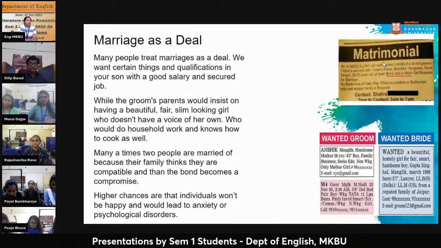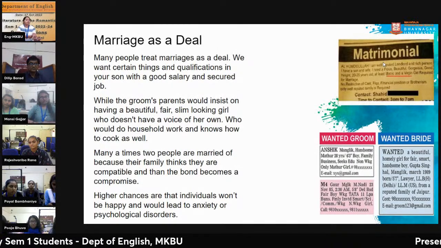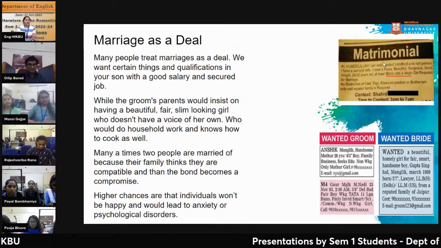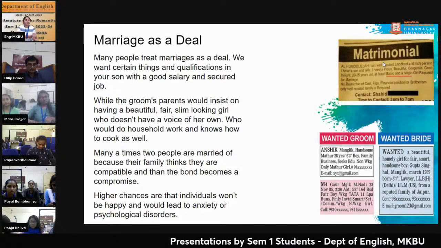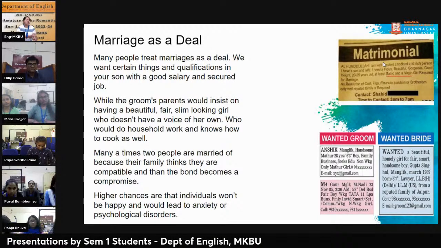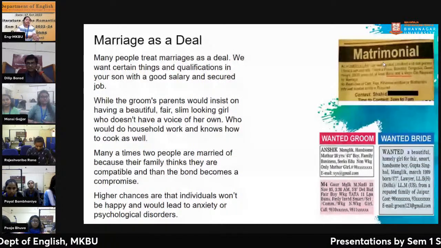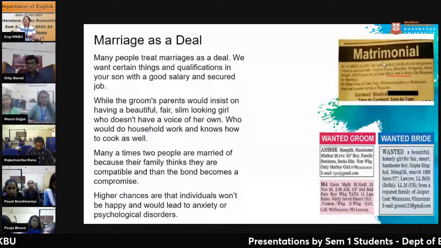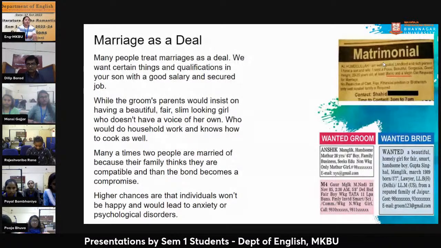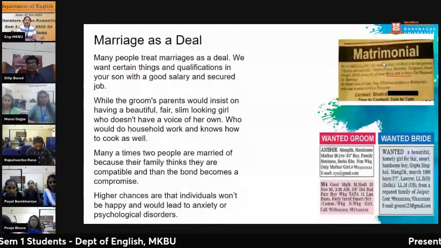Many a time two people are married off because their family thinks they are compatible, and then the bond becomes a compromise. Even many Bollywood movies have this concept where two huge business tycoons fix marriages of their own children. Even in our society this happens, that two people are married off but they are not compatible. Still they keep this bond for the sake of compromise, that okay, my parents have done so much for me, so now I should compromise and live according to my parents' will.